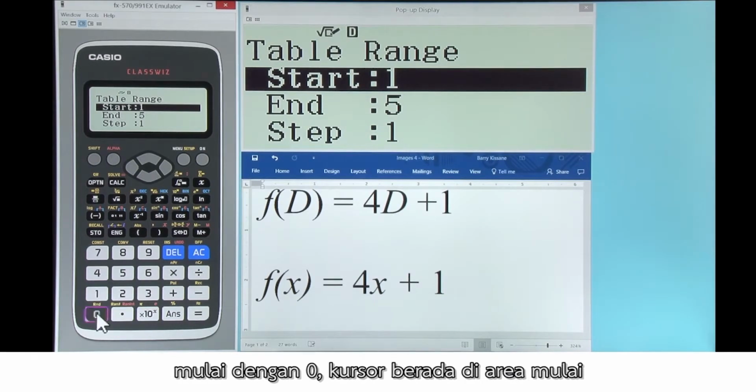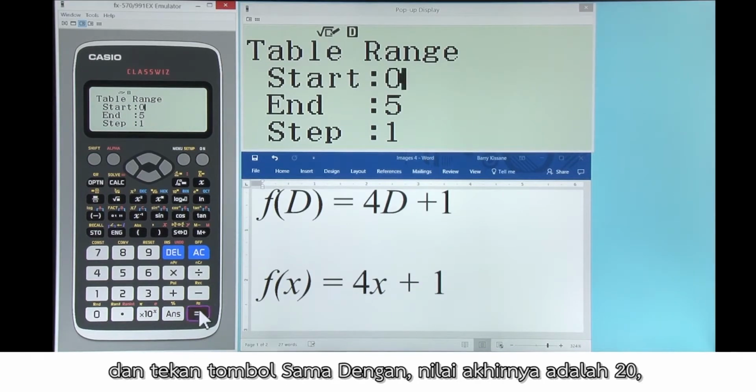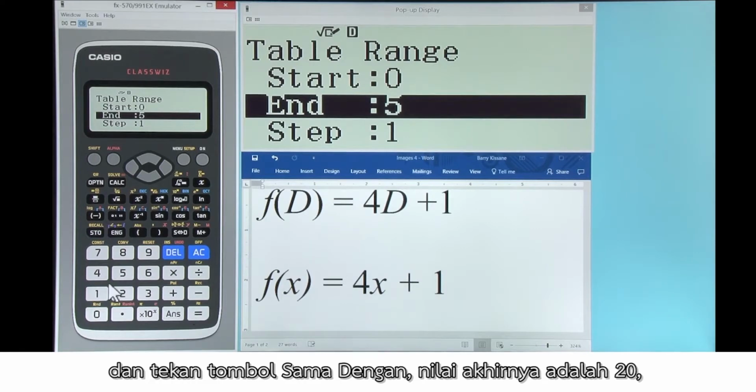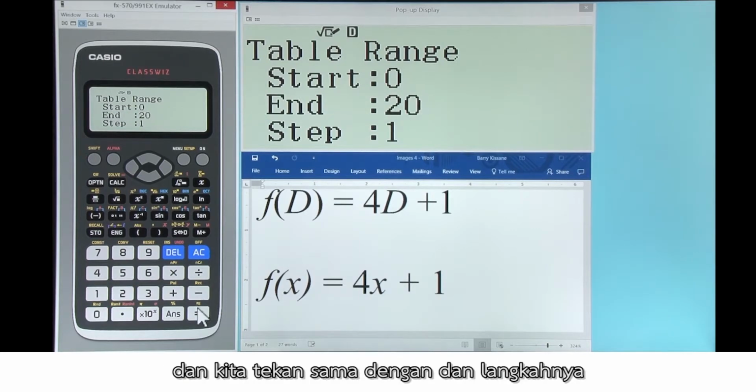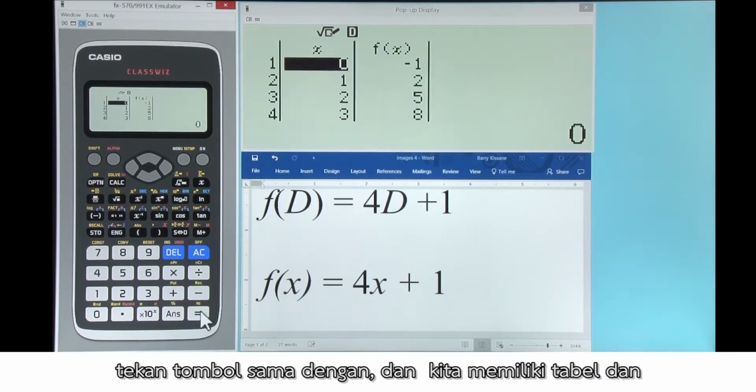So we'll start with 0. The cursor's up here in the start area, and tap equals. The end value is 20, and we tap equals, and the step is 1, going up in steps of 1, 0, 1, 2, etc. Tap equals, and here we have our table.